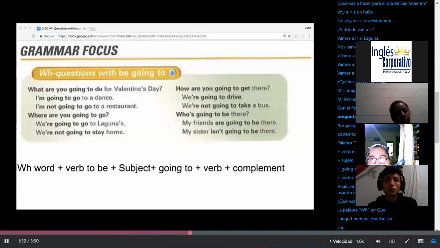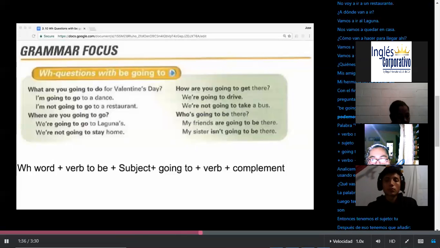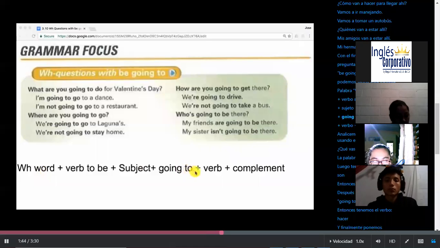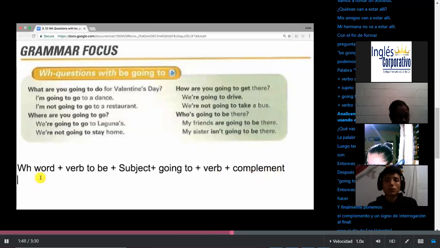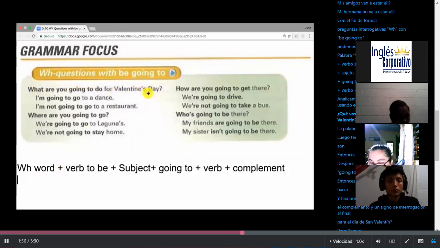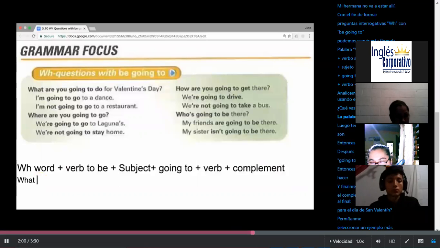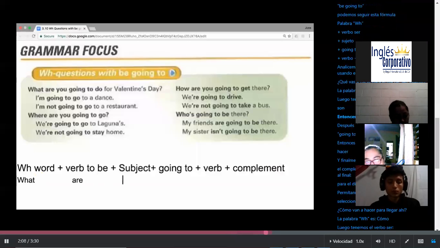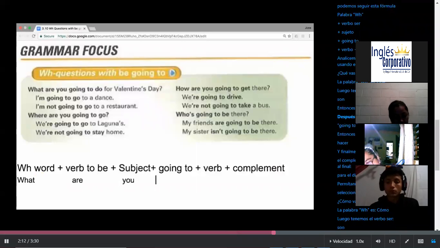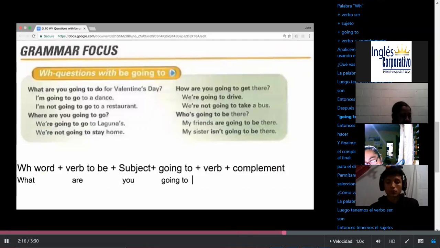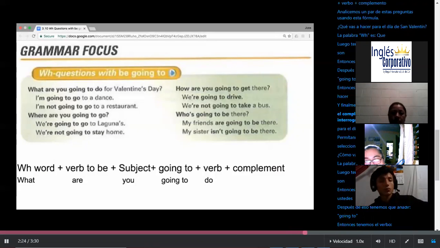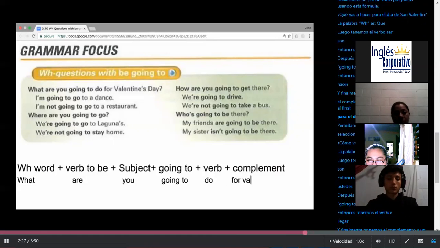In order to form WH questions with be going to, we can follow this formula: WH word plus verb to be plus the subject plus going to plus verb plus complement. Let's analyze a couple of these questions using this formula. What are you going to do for Valentine's Day? The WH word is what. Next, we have the verb to be, are. Then we have the subject, you. After that, we add going to. Then we have the verb do. And finally, we put the complement and a question mark at the end, for Valentine's Day.